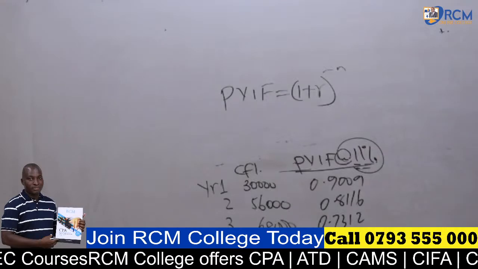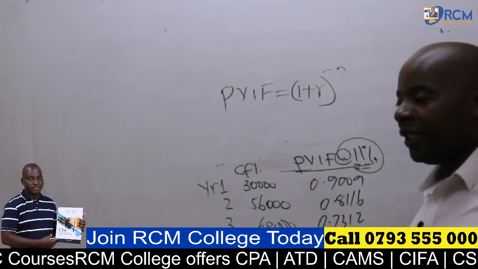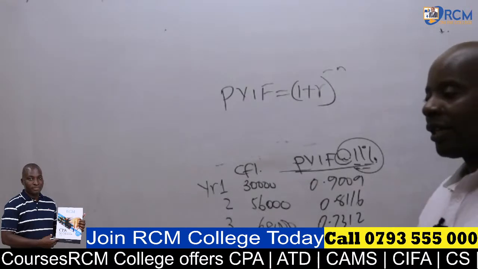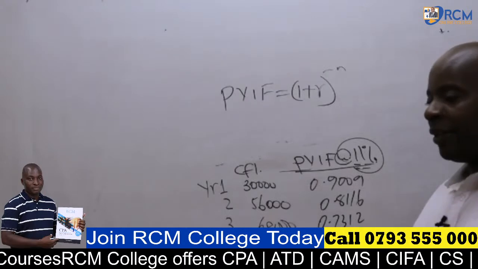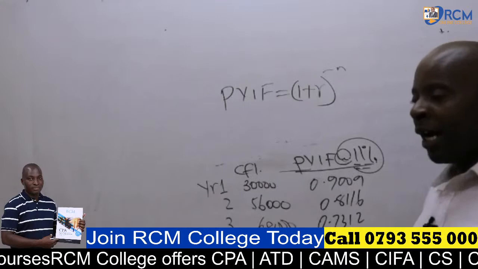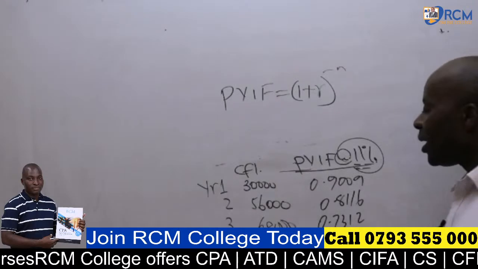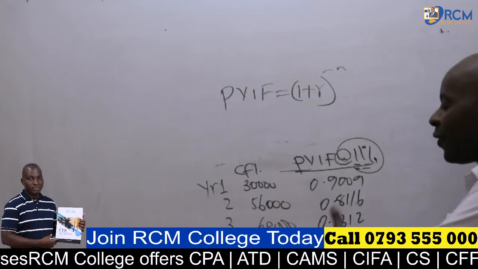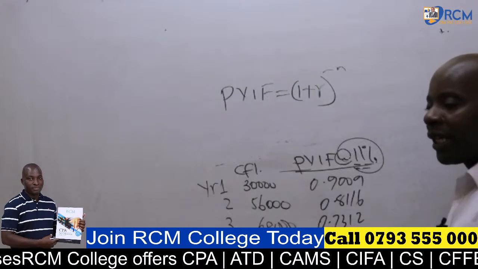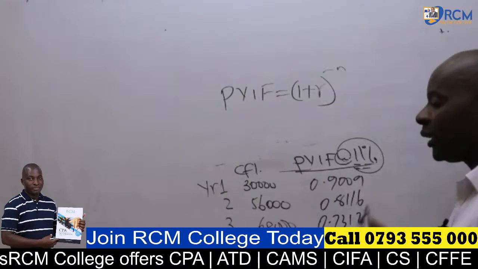How about the infinity one? Vivian tells me, Mwalimu, use for infinity the discounting factor of year 3, which is 0.7312. And that is it really.